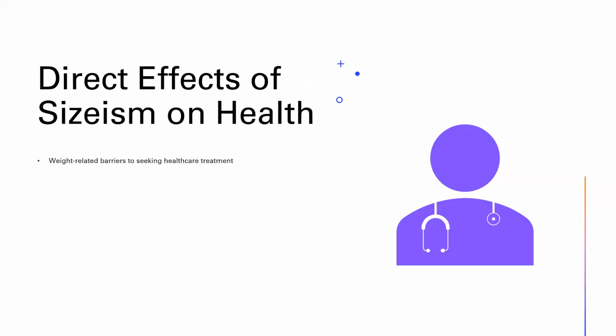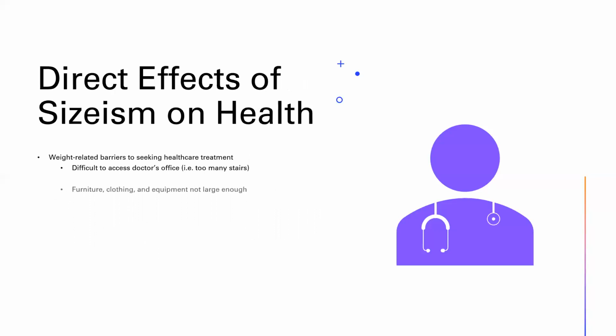Direct effects. Weight-related barriers to seeking treatment. When we think about a doctor's office, right? It's really difficult to access a doctor's office if there are too many stairs. The furniture, clothing, and equipment are not large enough for that person, right? So if we have these chairs that can fit only a certain size of a person.